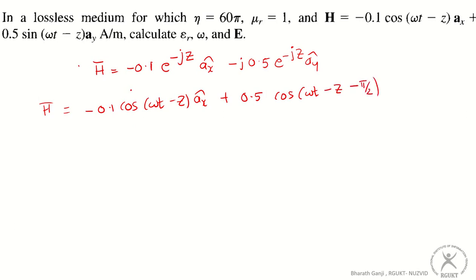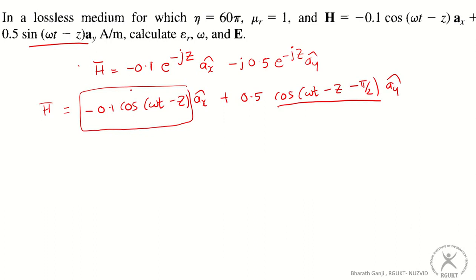Right? Cos of pi by 2 minus theta, or theta minus pi by 2, is the same, which is equal to sine of theta. So I can write it like this: sine of omega t minus z is written as cos of omega t minus z minus pi by 2. So the first term present here can be written as real part of minus 0.1 e power j times of omega t minus z into x cap.